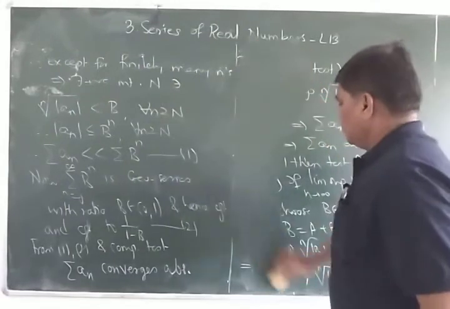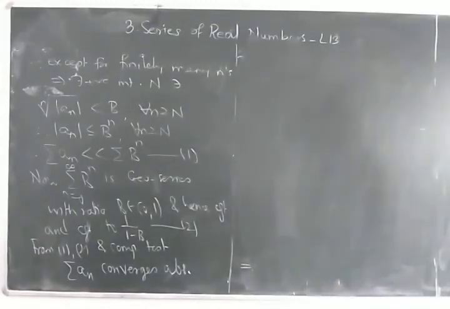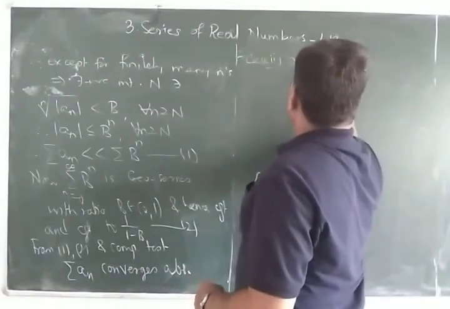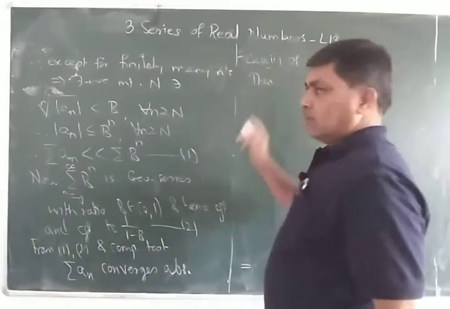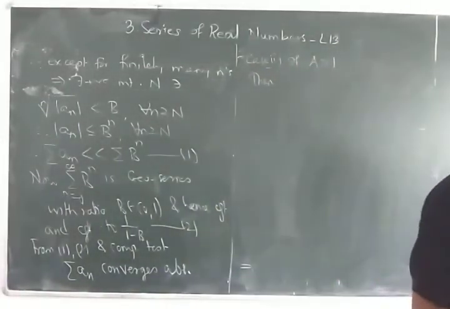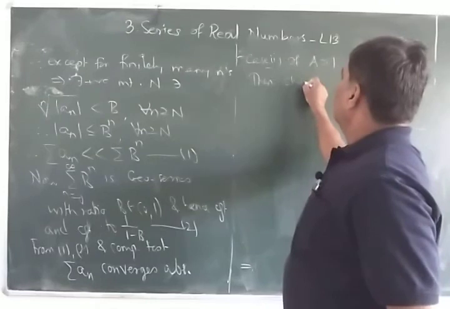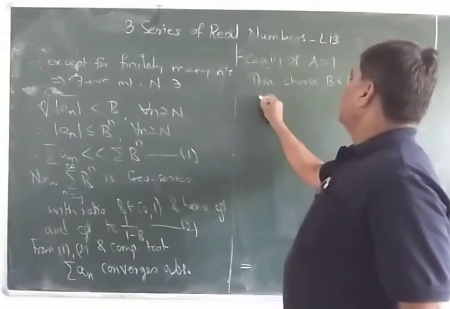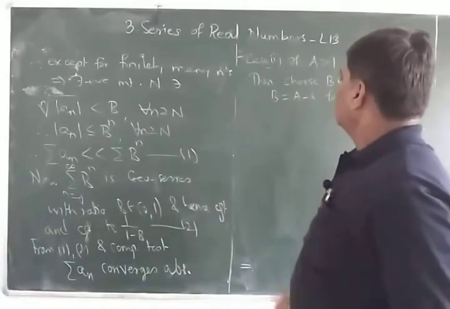Now let's see the second point. Case 2: if a is greater than 1, then again I can select B such that, choose B belongs to (1, a), therefore B is equal to a minus epsilon for some epsilon greater than 0.